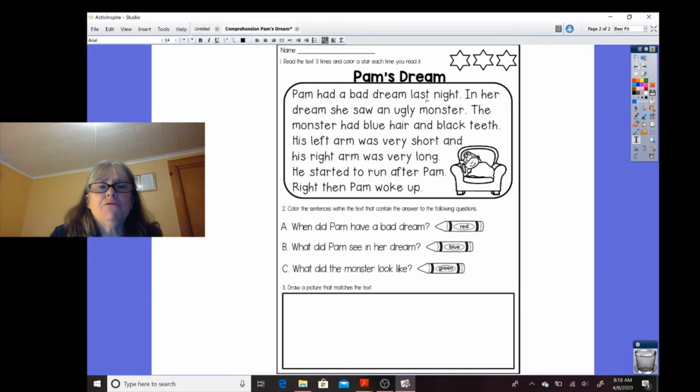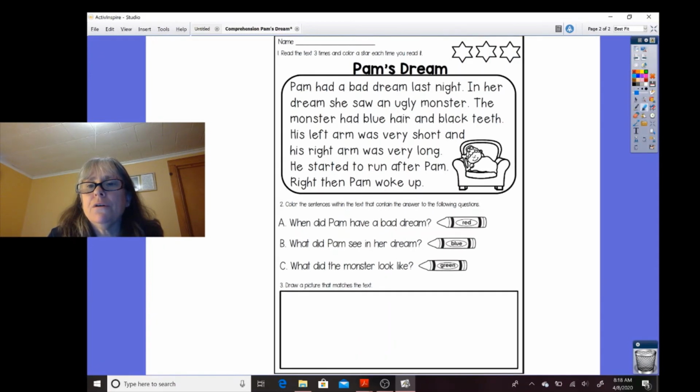Pam had a bad dream last night. In her dream, she saw an ugly monster. The monster had blue hair and black teeth. His left arm was very short, and his right arm was very long. He started to run after Pam. Right then, Pam woke up. Okay, so I'll give myself a little star over here with my highlighter, because I read it once.